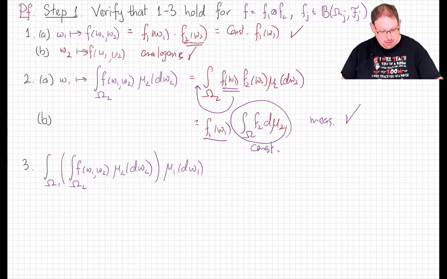And this part B, where we look at this as a function of omega 2 and do the integral with respect to mu1, is again analogous.